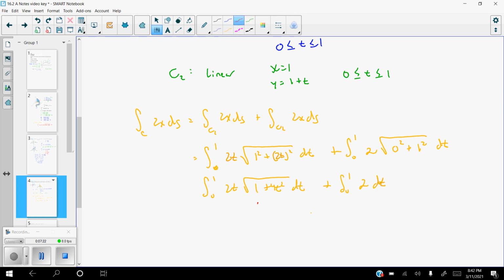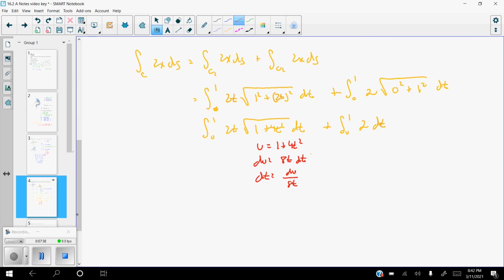In the first one, again, a u substitution here, u equals 1 plus 4t squared. du is going to be 8t dt. Solving for dt, we get du over 8t. We can change the bounds. Plugging a 0 in is going to give us a bottom bound of 1. Plugging a 1 in is going to give us 1 plus 4, so that's 5.